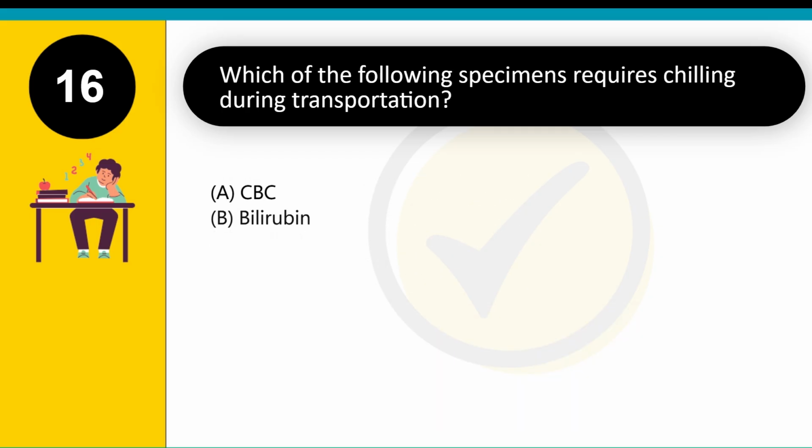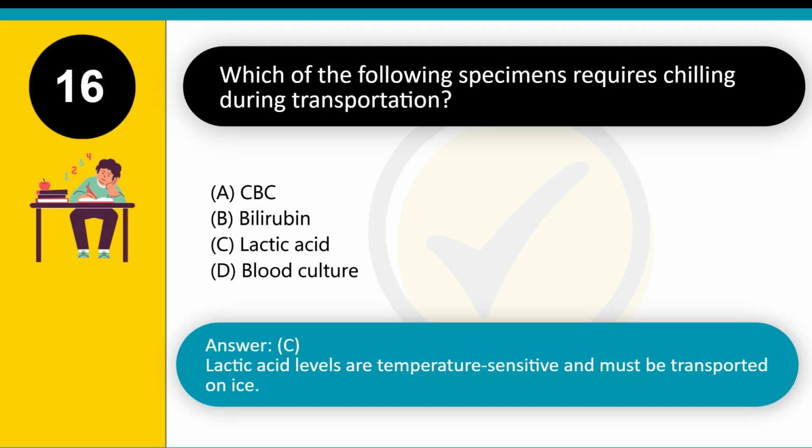Which of the following specimens requires chilling during transportation? A. CBC. B. Bilirubin. C. Lactic acid. D. Blood culture. Answer C. Lactic acid levels are temperature sensitive and must be transported on ice.